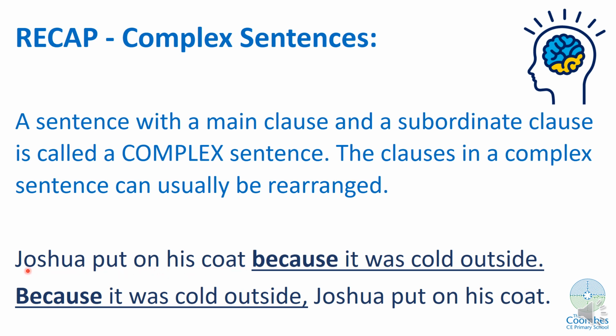Now, we've just said that the clauses in a complex sentence can be rearranged, and here's an example of that. We've switched our clauses round. We've begun our sentence with our subordinating conjunction, because, and we've finished our sentence with our main clause. Now our sentence reads, because it was cold outside, Joshua put on his coat.